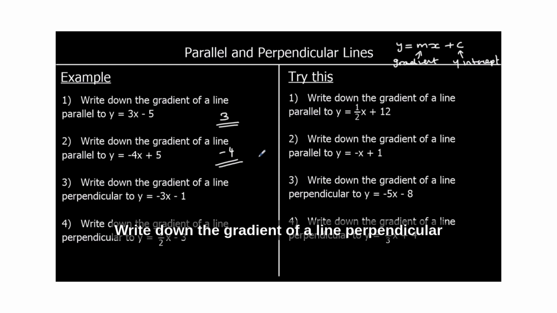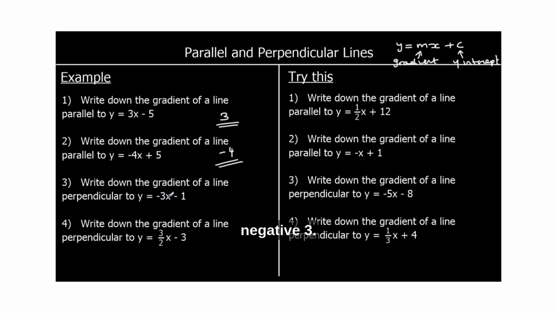Question 3, write down the gradient of a line perpendicular to y equals minus 3x minus 1. So the perpendicular gradient is going to be the negative reciprocal. So the gradient of this line is -3. So the perpendicular gradient is going to be positive 1/3. So if one of the lines has got a negative gradient, the other one's got a positive gradient, and the reciprocal of 3 is 1/3.